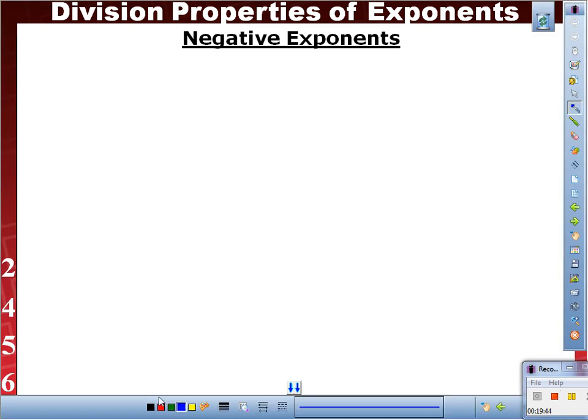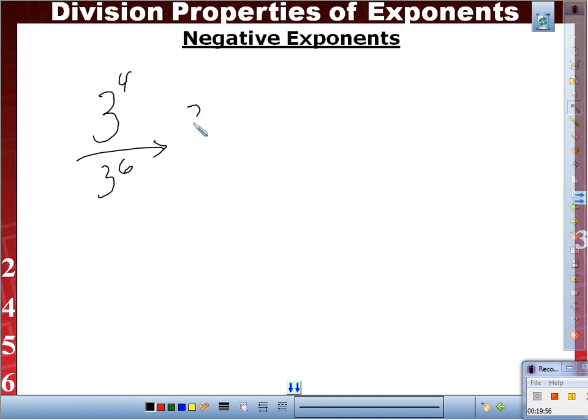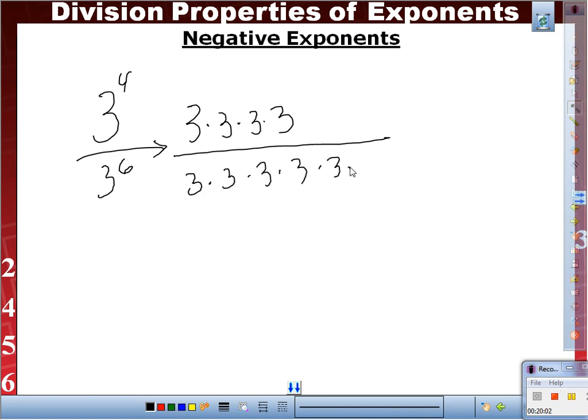Negative exponents. Look up, please. Now, in the past, I've been letting you leave the negatives as negatives, right? Check this out really quick. 3 to the 4th over 3 to the 6th. This is 3 times 3 times 3 times 3. This is 3 times 3 times 3 times 3 times 3 times 3.